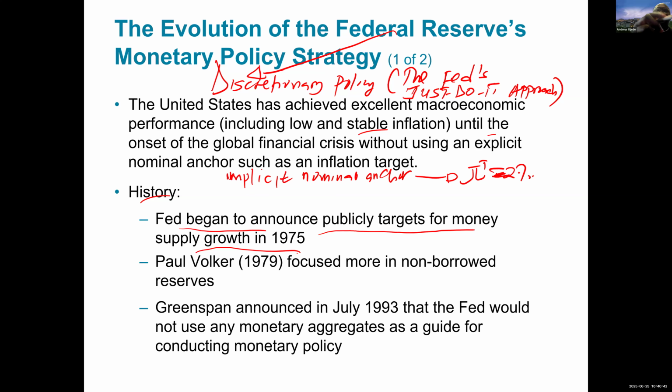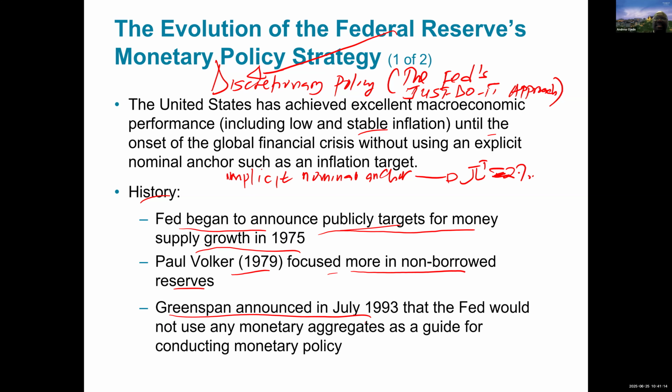Paul Volcker became the chair of the Federal Reserve in 1979. Then Paul Volcker changed the strategy of U.S. monetary policy from targeting the money supply to targeting non-borrowed reserves, which I talk about in chapter 15. You know what that is. And then Alan Greenspan, the longest serving chair of the Federal Reserve, became chair. He served for like 19 years.